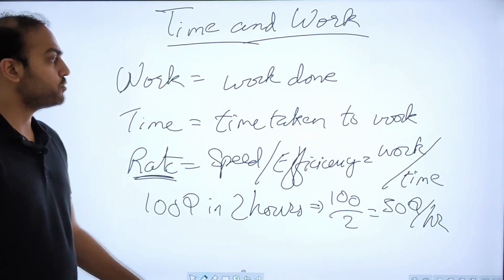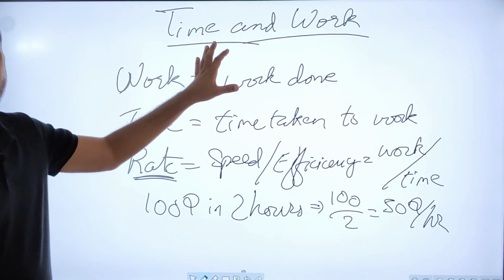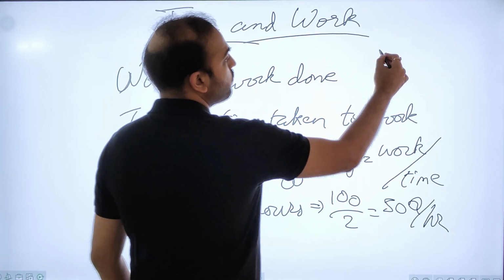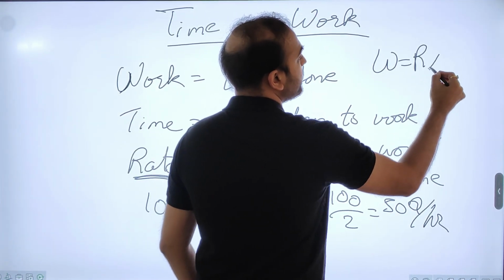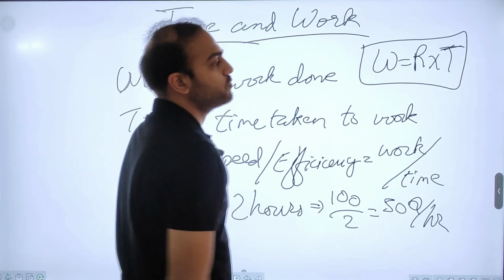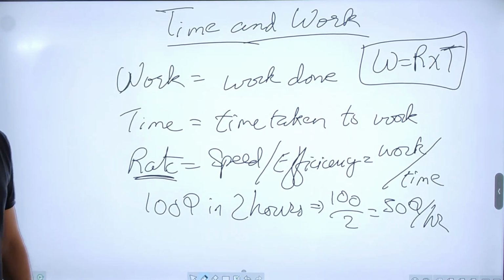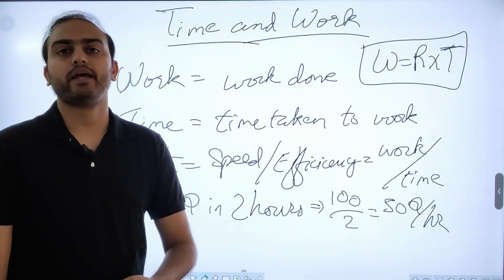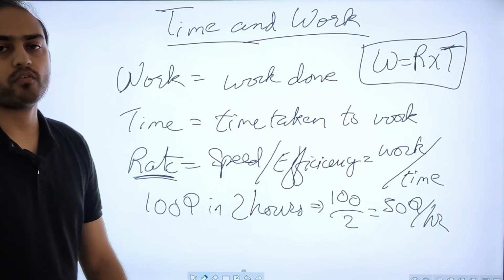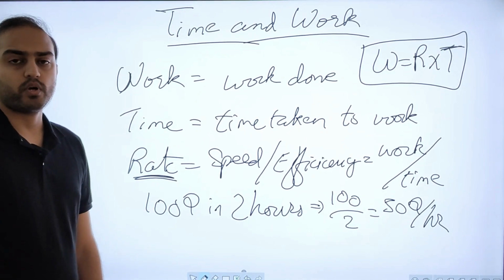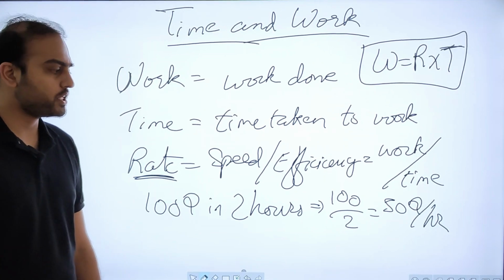So the basic relationship between work and time that we understand from here is work is equal to rate into time. Okay, work is equal to rate into time. The work done by you is your rate or your efficiency multiplied by the number of hours or number of days or the time you are working for. Okay, I hope we understand this basic relationship.